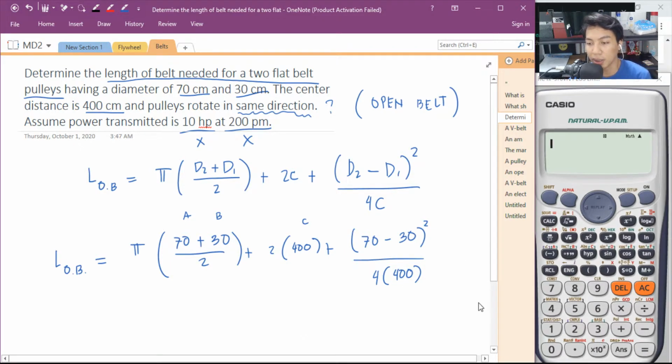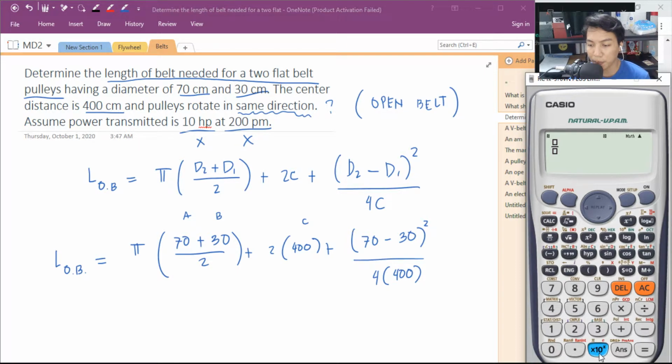Okay. Ganito yung equation mo. So, ganyan, shift pi, alpha A plus alpha B divided by 2, plus 2 alpha C, plus alpha A minus alpha B square natin divided by 4 alpha C.